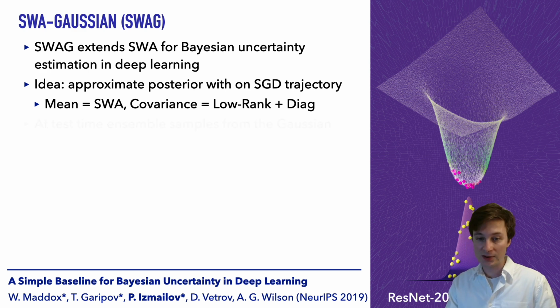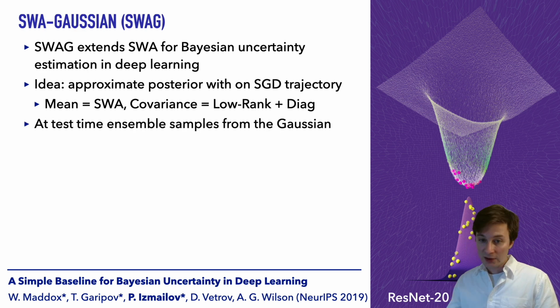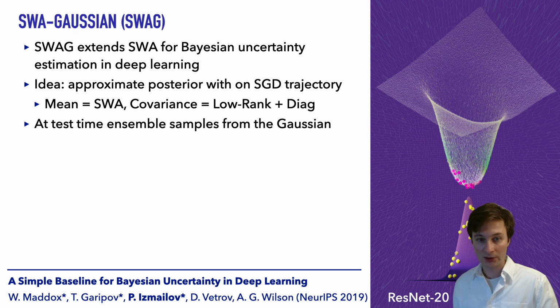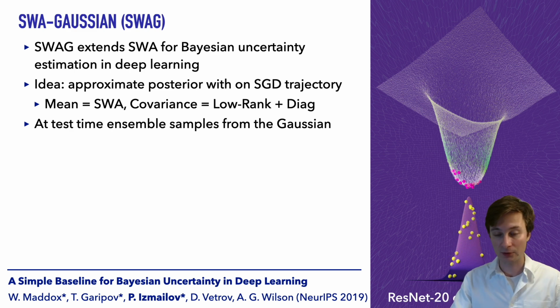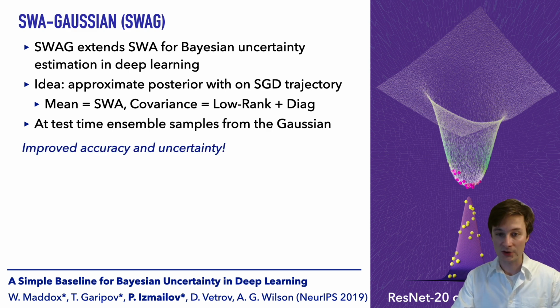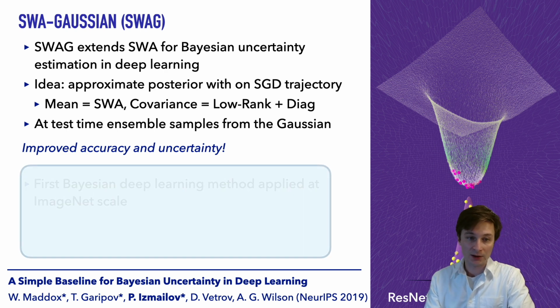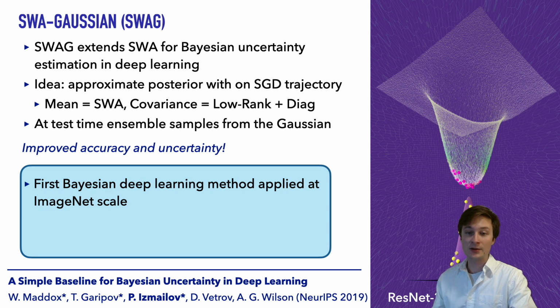And so then at test time we can treat it as an approximate posterior, and we can do Bayesian model averaging. So we can sample from this distribution and we can average the predictions that we get from the samples. And this way we can improve both the accuracy and uncertainty estimates, even compared to SWA. And so this is a very simple method. It is also quite scalable.